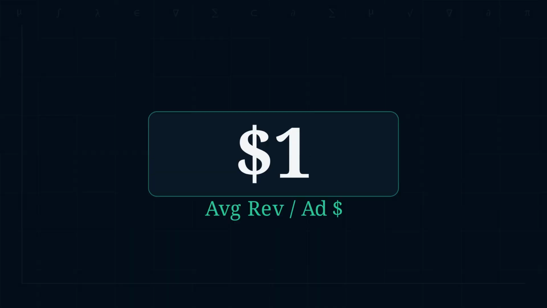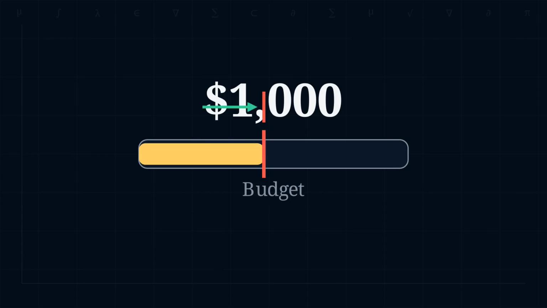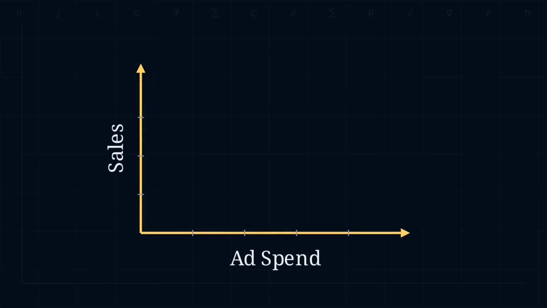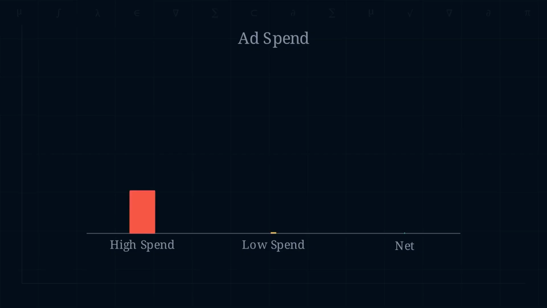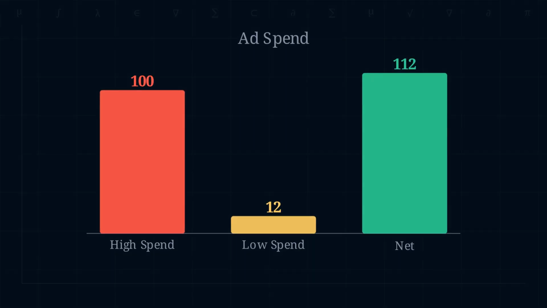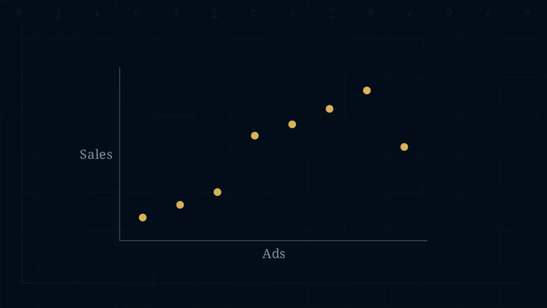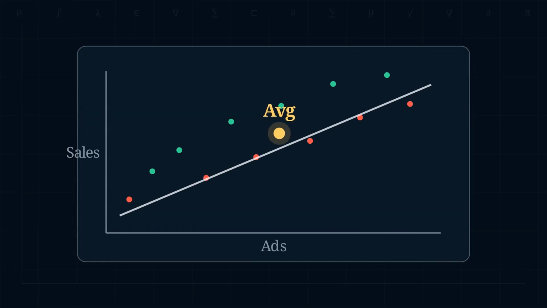You could compute an average revenue per ad dollar and stop there, but that would be the same mistake that keeps budgets stuck. If you instead chart each day as a point, with spend on the horizontal axis and sales on the vertical, you start to notice what actually happens when the store ran $100 in ads versus when it ran very little. Some days sit far above a simple line, some days below, and the pattern across days tells you what a single average could never say.